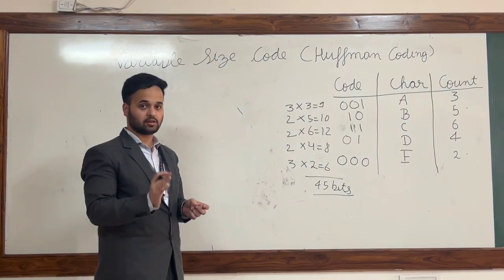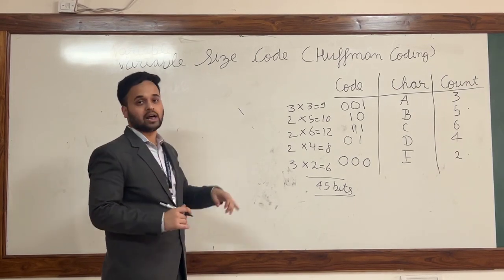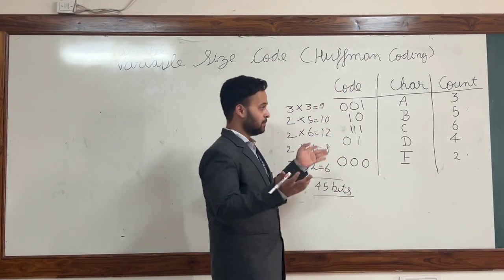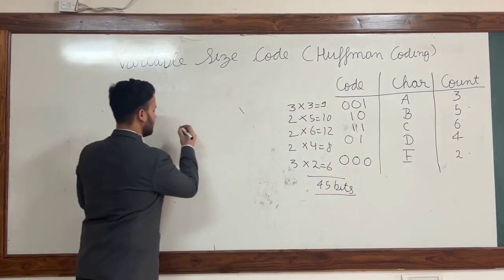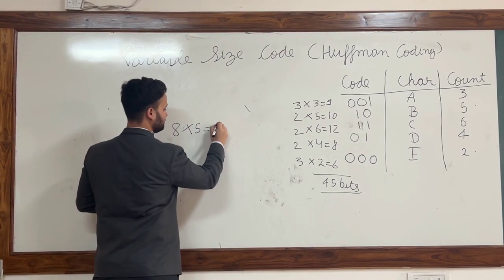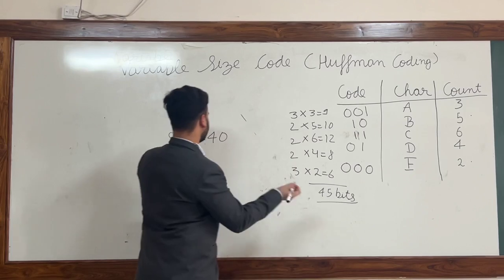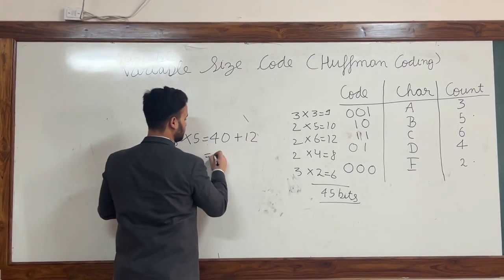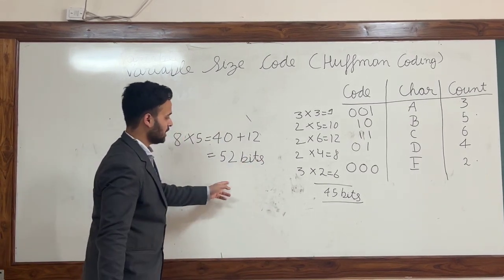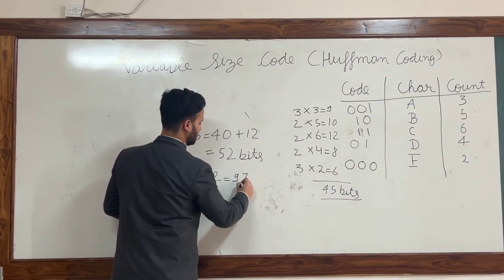But our task is not done. We need to send a chart or something for the other person to decode our message. So we need to send the ASCII code of our characters and the total size of our codes. The ASCII code for our characters will be 8 bits each and there are 5 characters, so 8 5s are 40. And in total the code bits are 3, 6 and 6, 12. In total these are 12. It is 52. So our chart will be 52 bits, and in total 52 and 45 will be 97 bits.